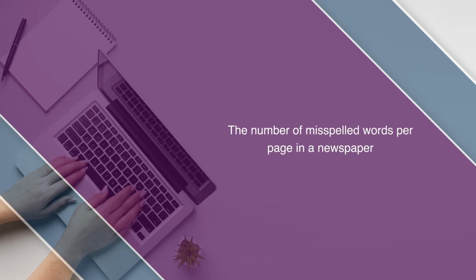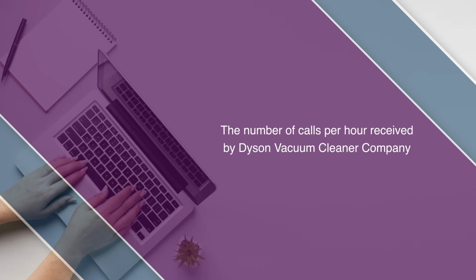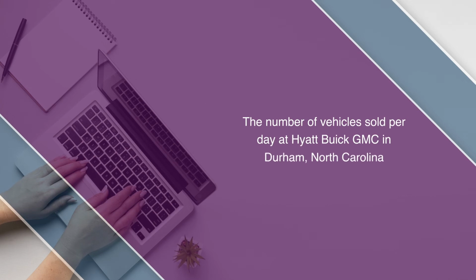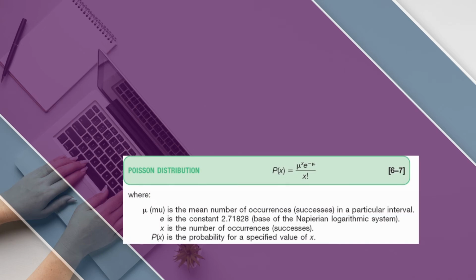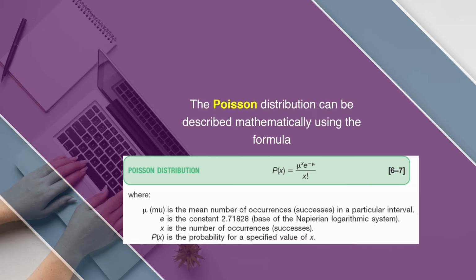The number of misspelled words per page in a newspaper, the number of calls per hour received by a Dyson vacuum cleaner company, the number of vehicles sold per day at one of the car showrooms, the number of goals scored in a college soccer game. So the Poisson probability distribution can be described mathematically by the formula: probability of x is equal to mu to the power x, e to the power minus mu, divided by factorial x, where mu is the mean number of occurrences in a particular interval, e is the constant 2.71828, the base of the Neperian logarithm system, and x is the number of occurrences or successes.